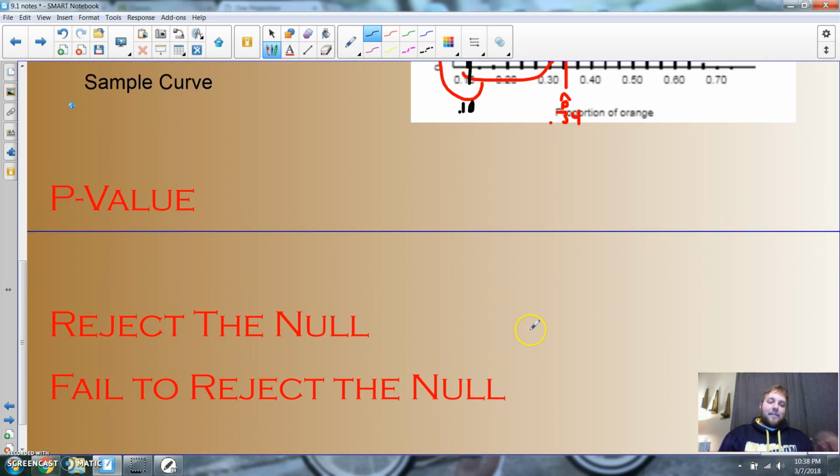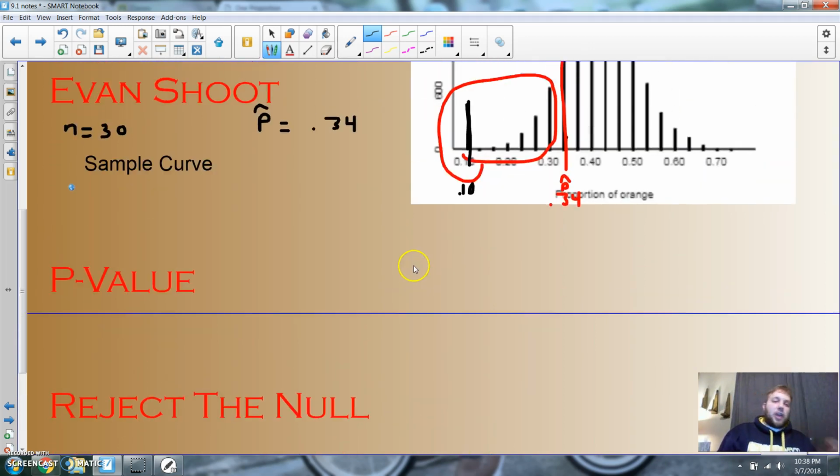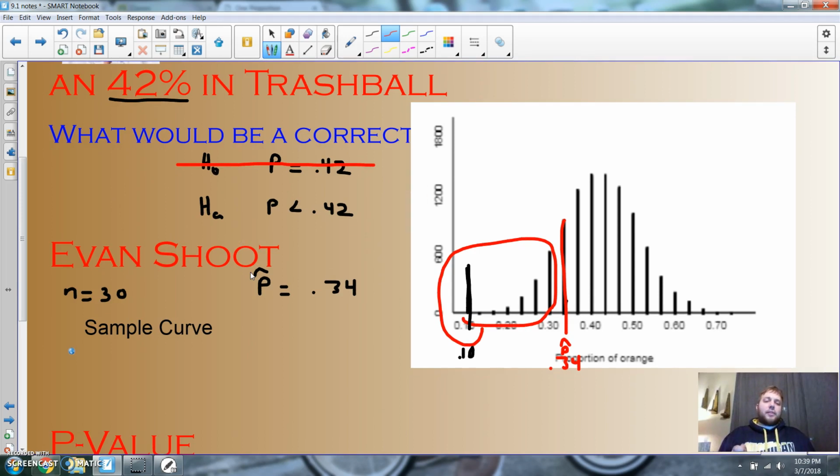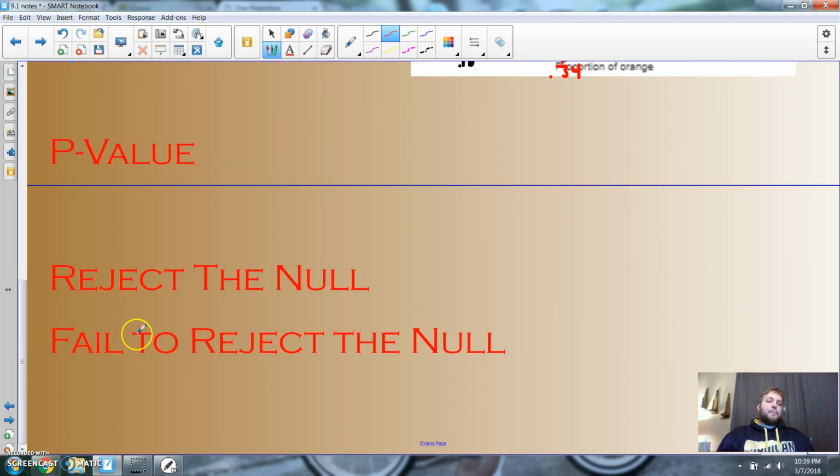You can say, Evan, I'm going to reject your null, meaning I don't agree with your null after checking out the data, right? If I reject the null, guess what I'm doing, basically? I am accepting the alternate, right? We always phrase it in terms of the null, though. So we don't say I'm accepting the alternate. It's just I'm rejecting the null.